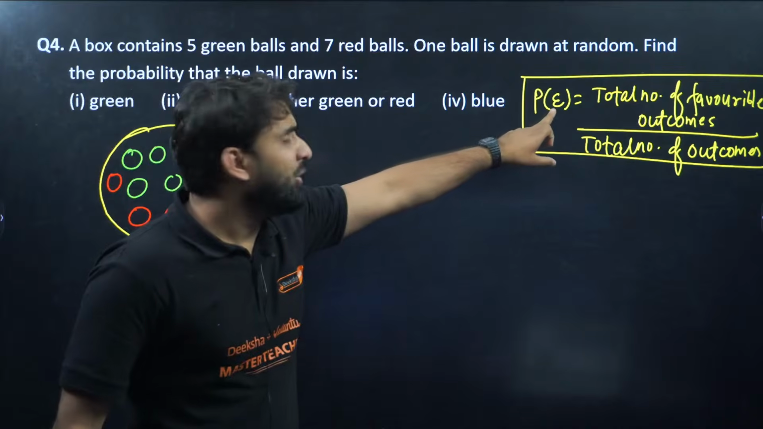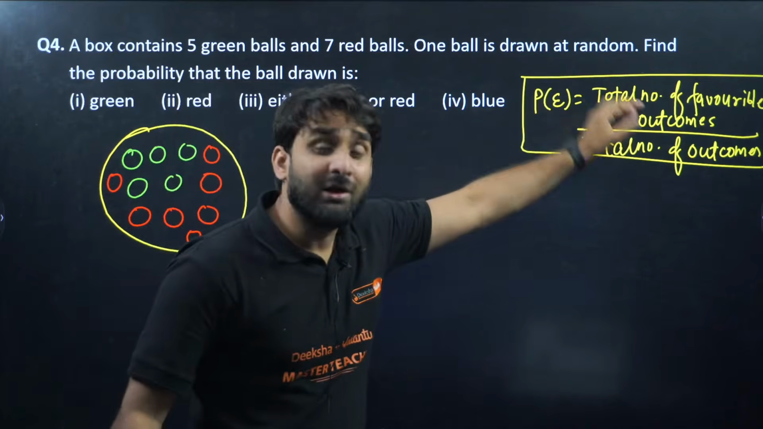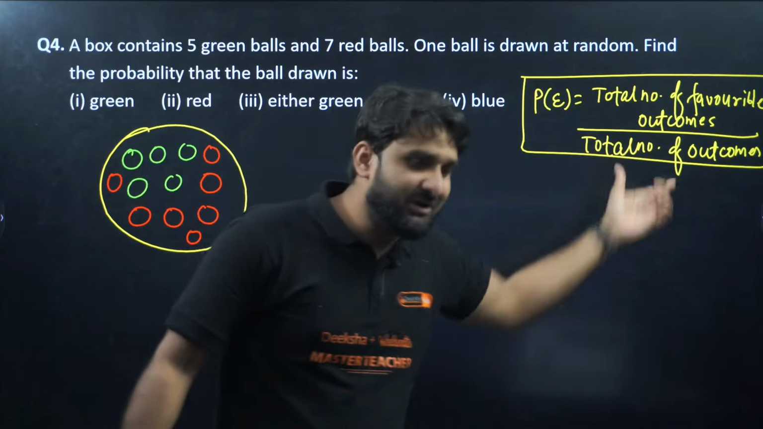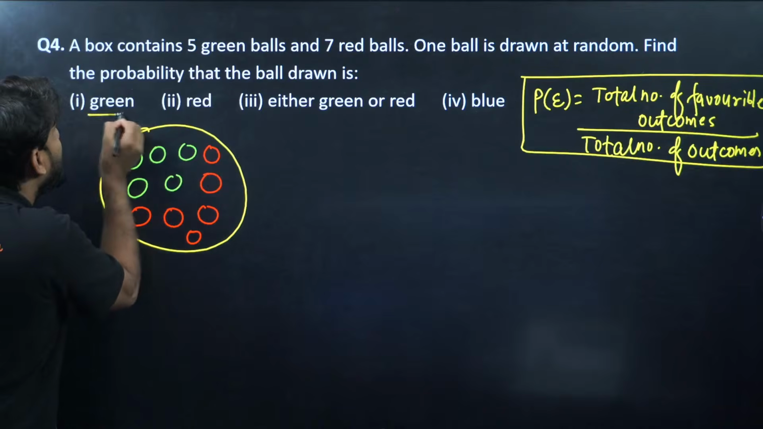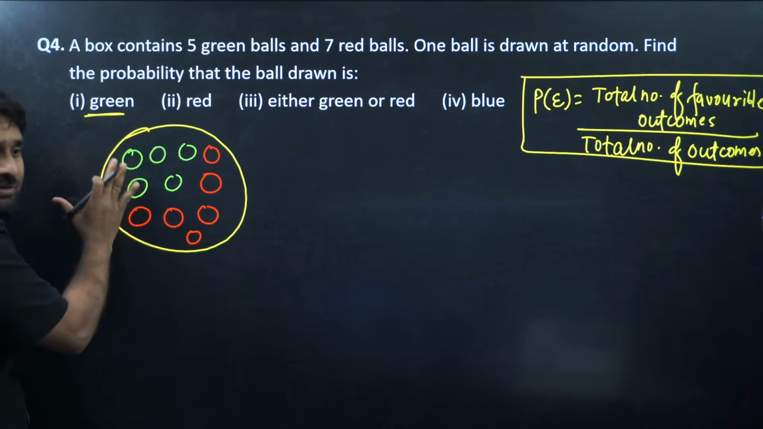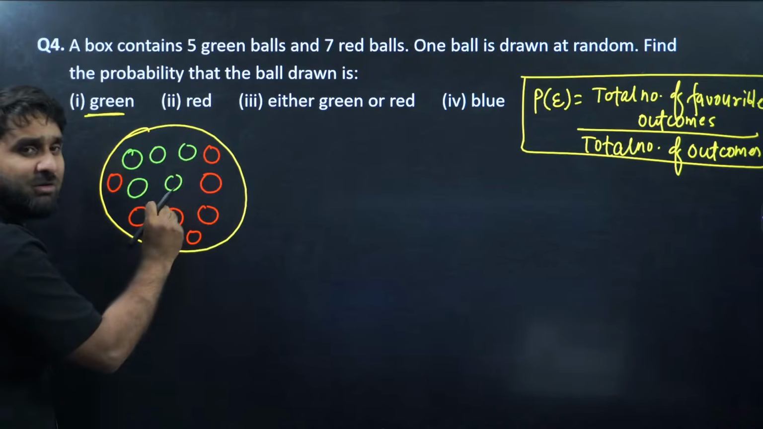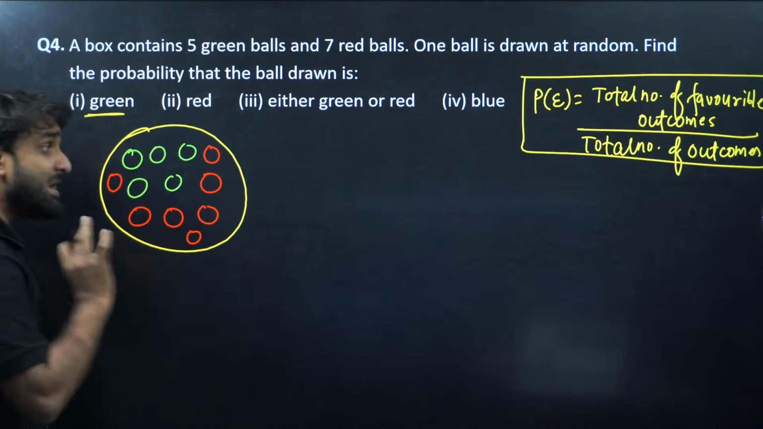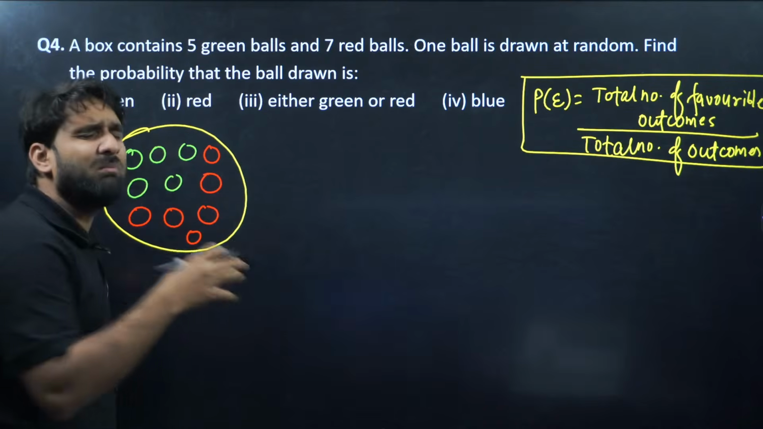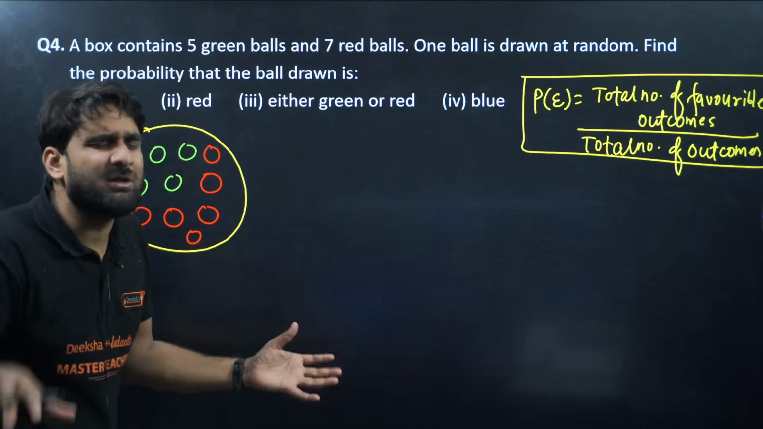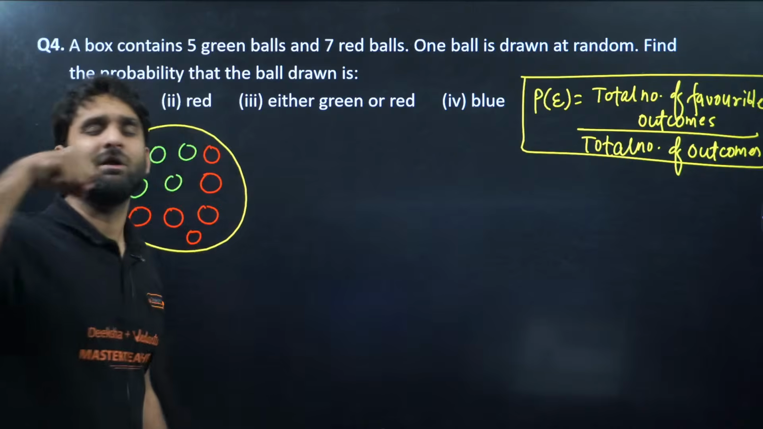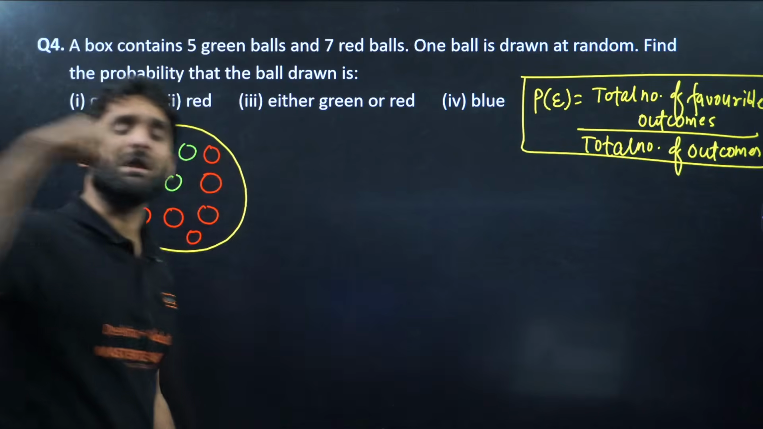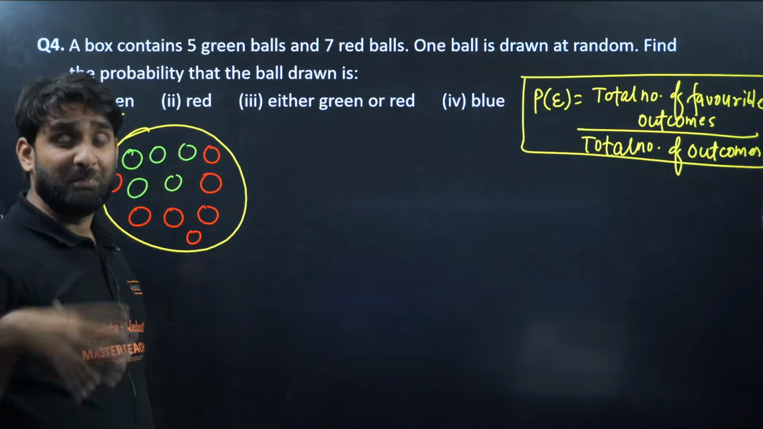So the probability of any event, we have this formula: total number of favorable outcomes divided by total number of outcomes. Now, what is favorable? These are the favorable. There is a box, and this box contains 5 green balls and 7 red balls. When we are picking up a ball randomly, I mean without looking at the box, this is called random picking.